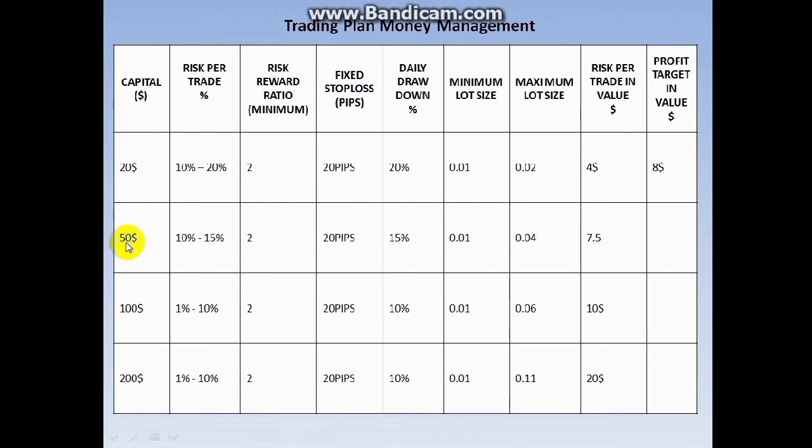And we have the $50 right here. So our risk per trade is between 10 to 15% of $50. Okay, minimum of 2 risk to reward ratio, a stop loss of 20 pips. So our daily drawdown should be not more than 50% of this. Okay, so our minimum lot size, you can just go through it. You can pause the video and go through it.